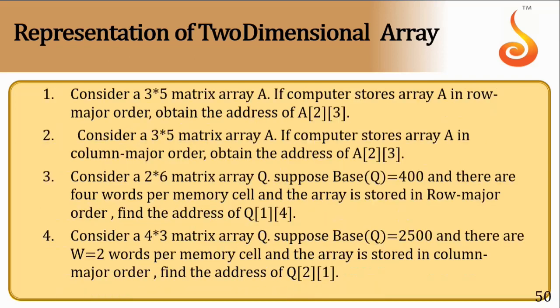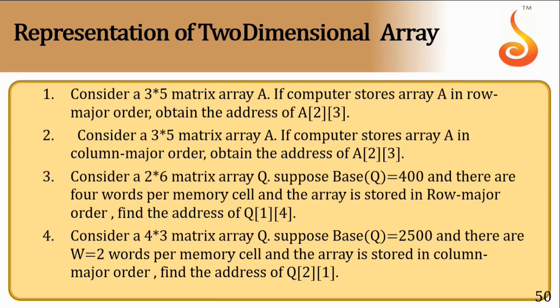Start with the problems. So what is the first one? Consider a 3 cross 5 matrix array A. If computer stores array A in row major order, obtain the address of A of 2, 3. So if it is 3 cross 5, it is 3 rows and 5 columns. So the total number of elements I can store is 15 because 3 into 5 is 15.